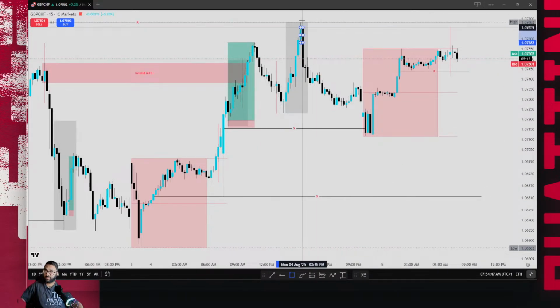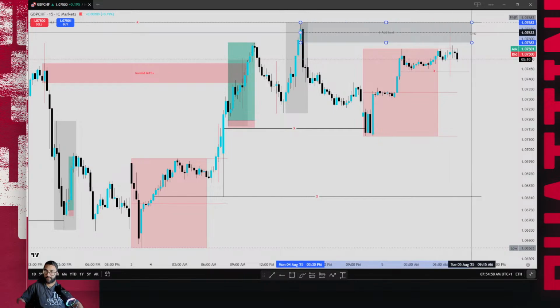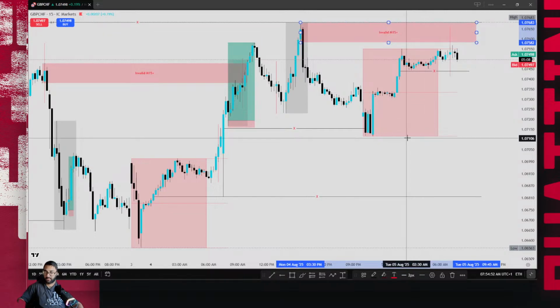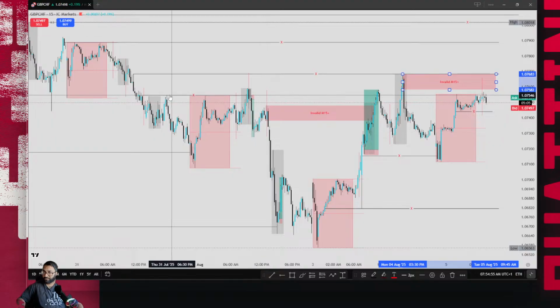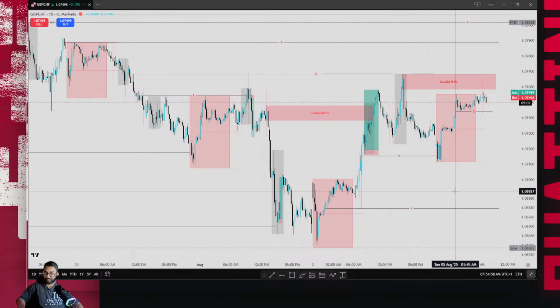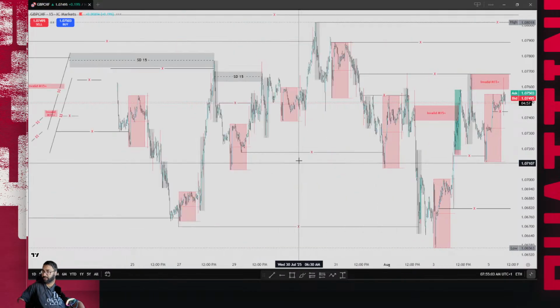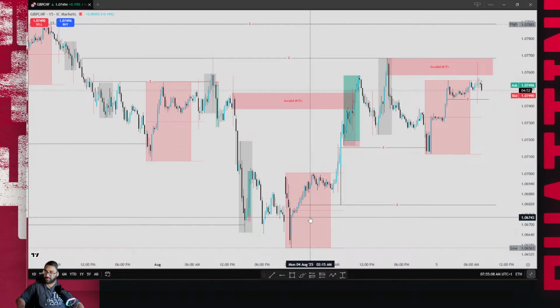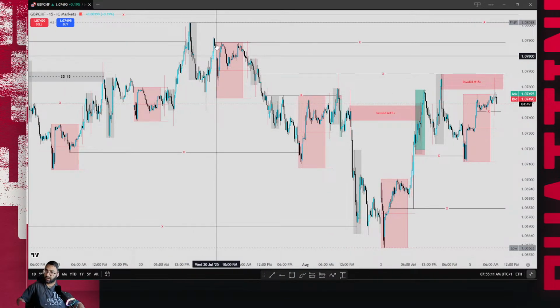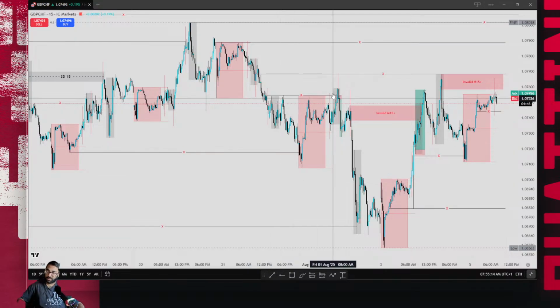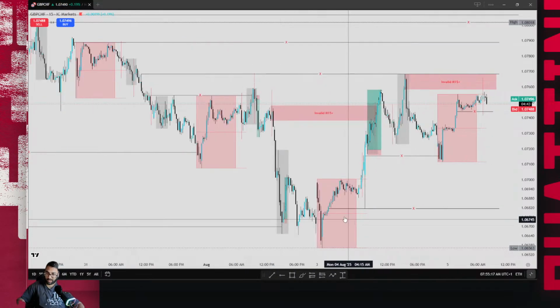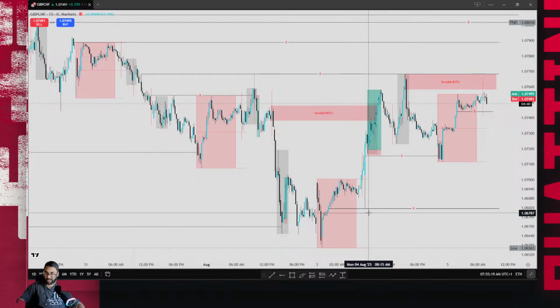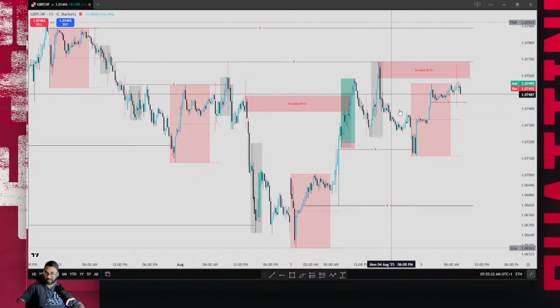Well, this zone should fail because you got liquidity above it. Equal highs with the supply zone right there. And if we look, we are stuck in a range anyway. So that's going to be hard to say, but this is a higher high, higher low, lower high, lower low, lower high, lower low, higher high, higher low, lower high, lower low, lower high, lower low, lower high, higher low, higher high, higher low, higher high, lower low, lower high.